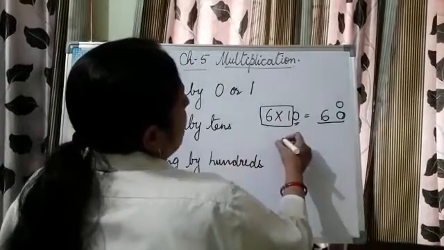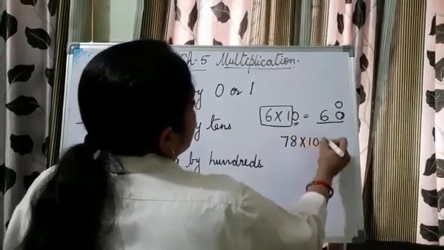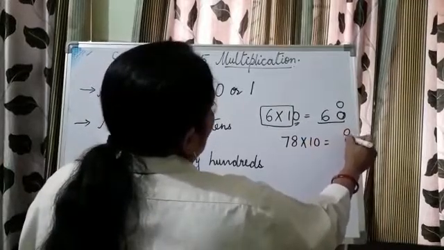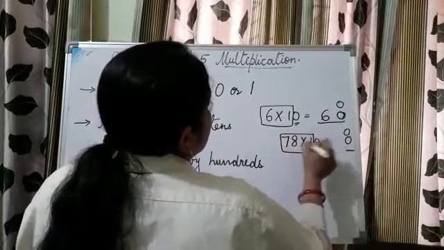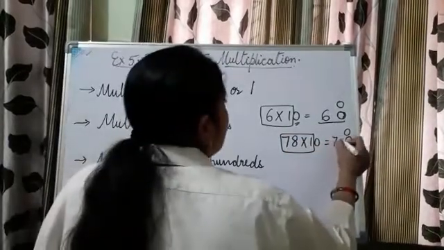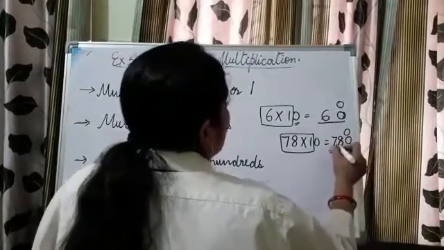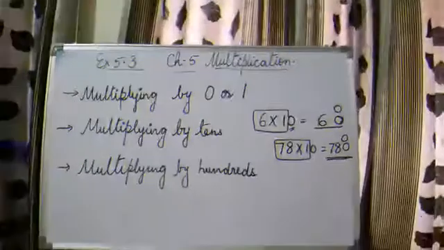If your number 78 is multiplied with 10, the ones digit automatically becomes 0 and these two digits, that is 78 multiplied with 1, becomes 78, and your product total becomes 780. This way you get it.